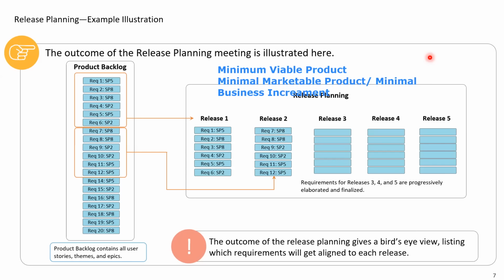Is my understanding correct? When the product backlog is built, the first thing will be the MVP. The MVP can be developed in one sprint, two sprints, or three sprints. Once the MVP is approved, you go ahead with launching the product in the subsequent sprints. In the subsequent sprints, you will have a minimal marketable product, and then subsequently you can have minimal business increments.